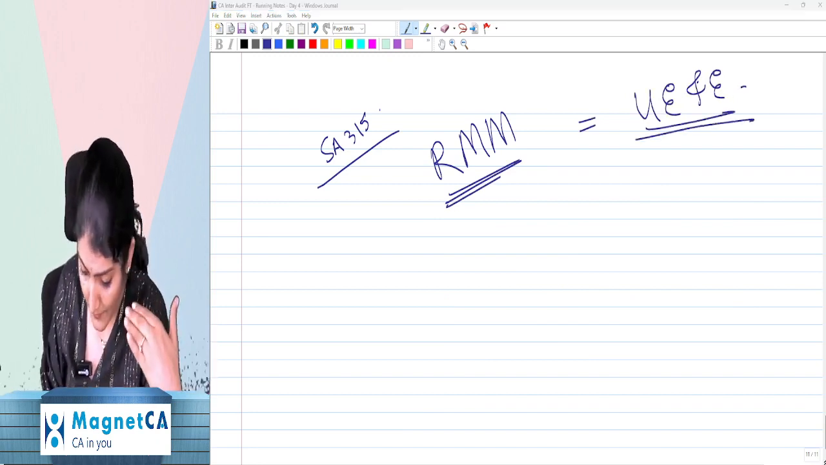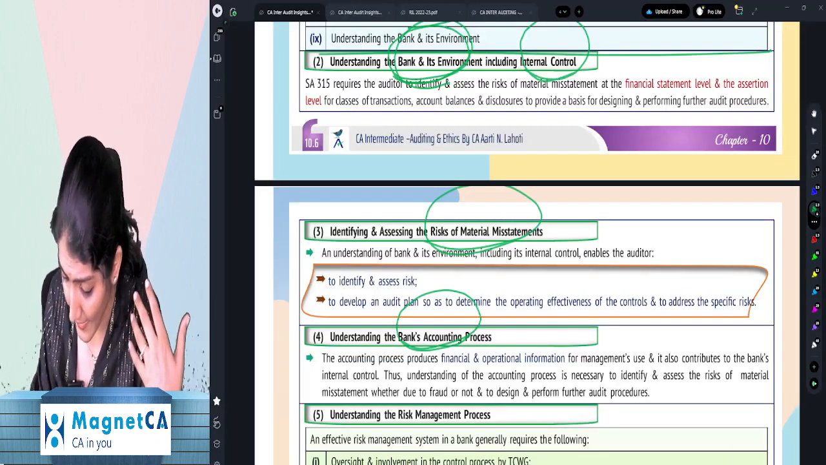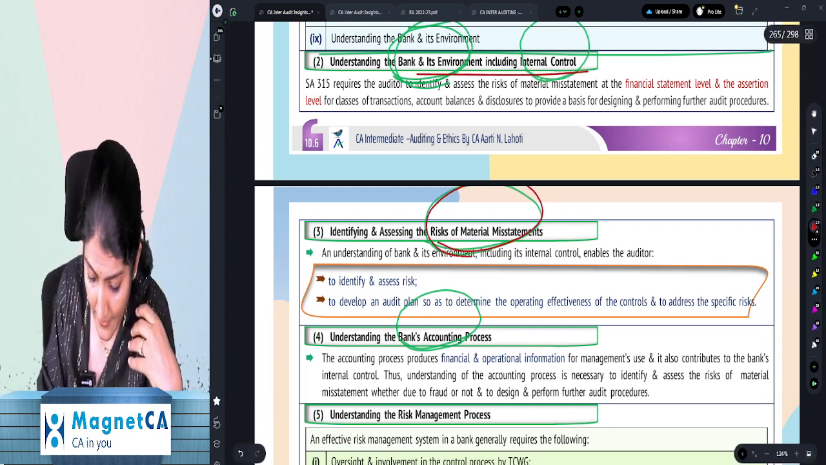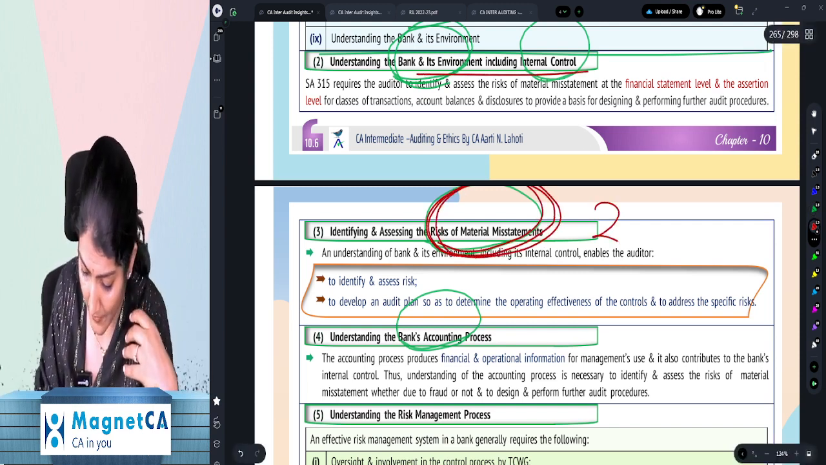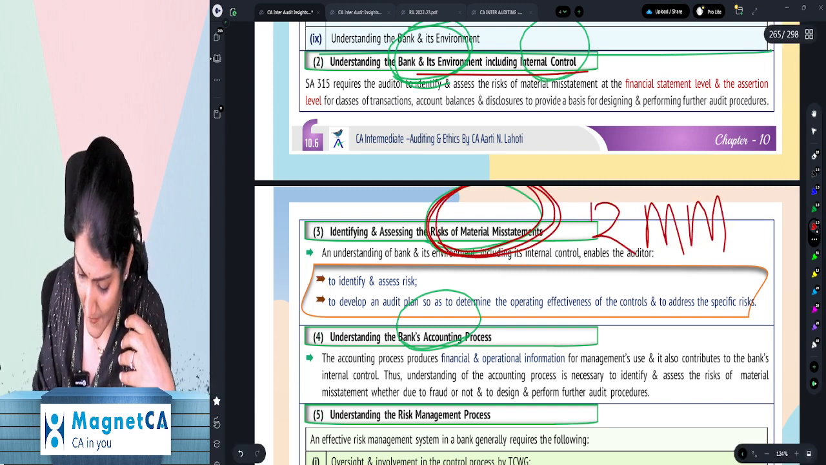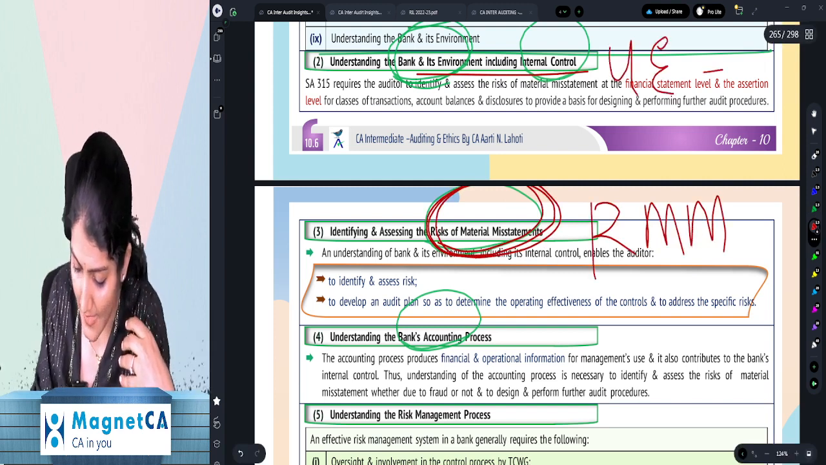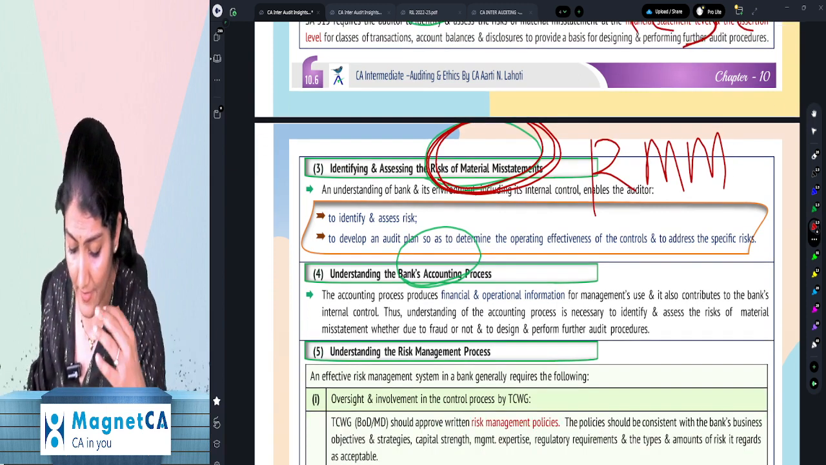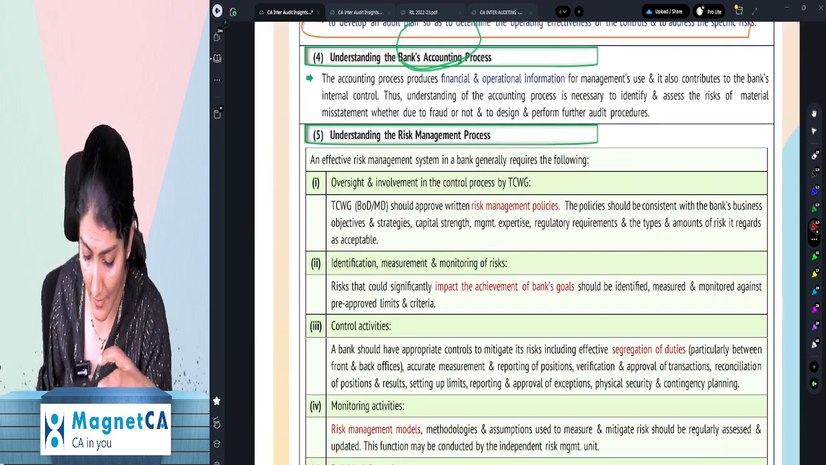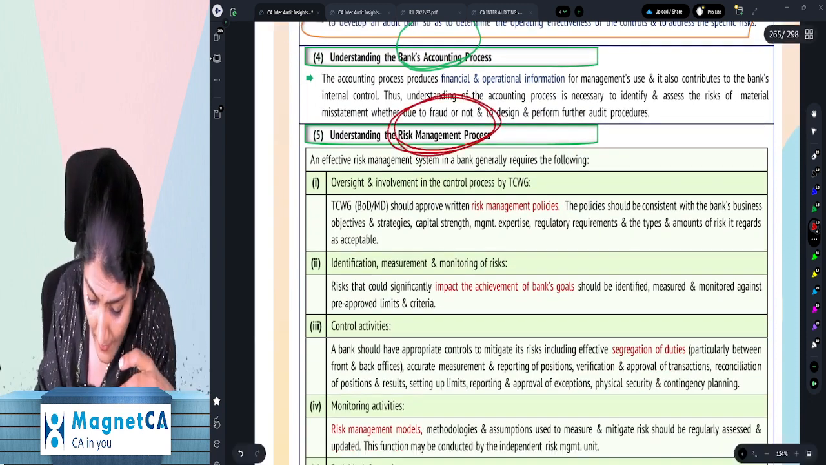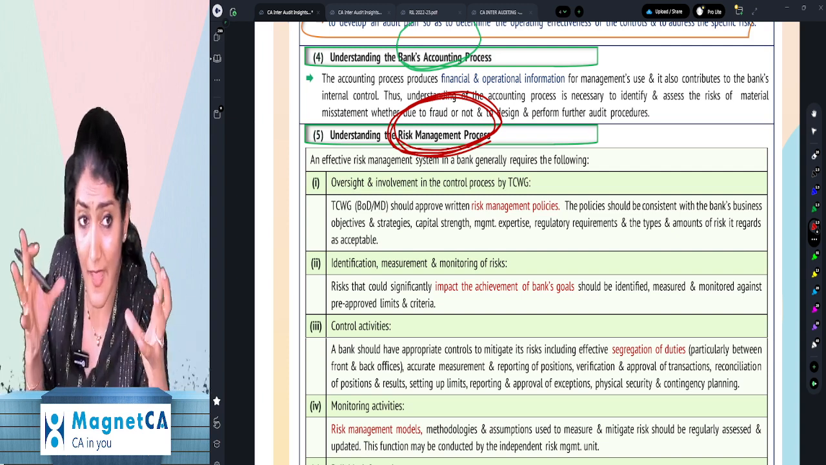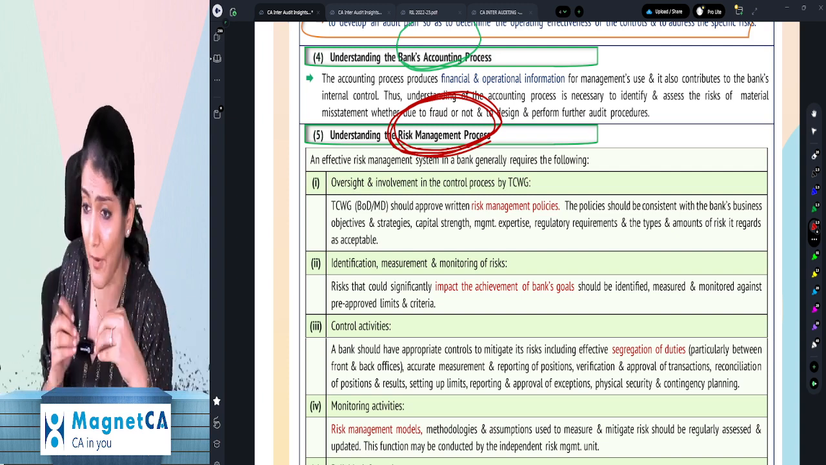So here what do they say? You understand the entity and its environment, including internal control, and then you identify, assess the RMM, the risk of material misstatement. How? Through understanding the entity and its environment. Then after the understanding of the entity, identifying, assessing the RMM, you have to understand the risk management process. You know, because running a bank, is there not some risk involved in the bank also?